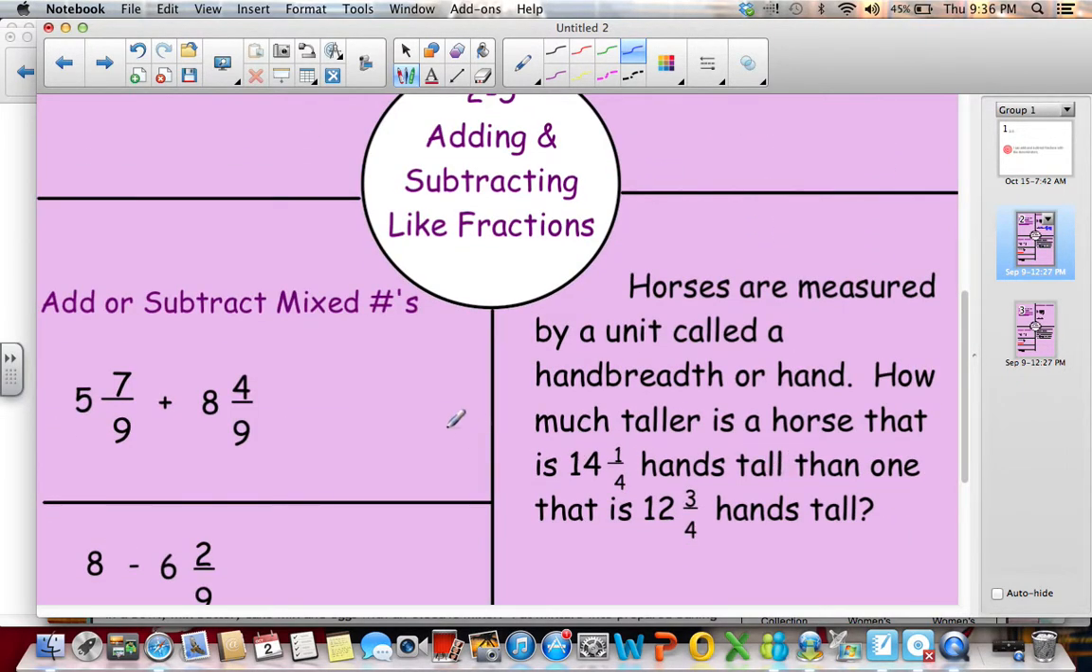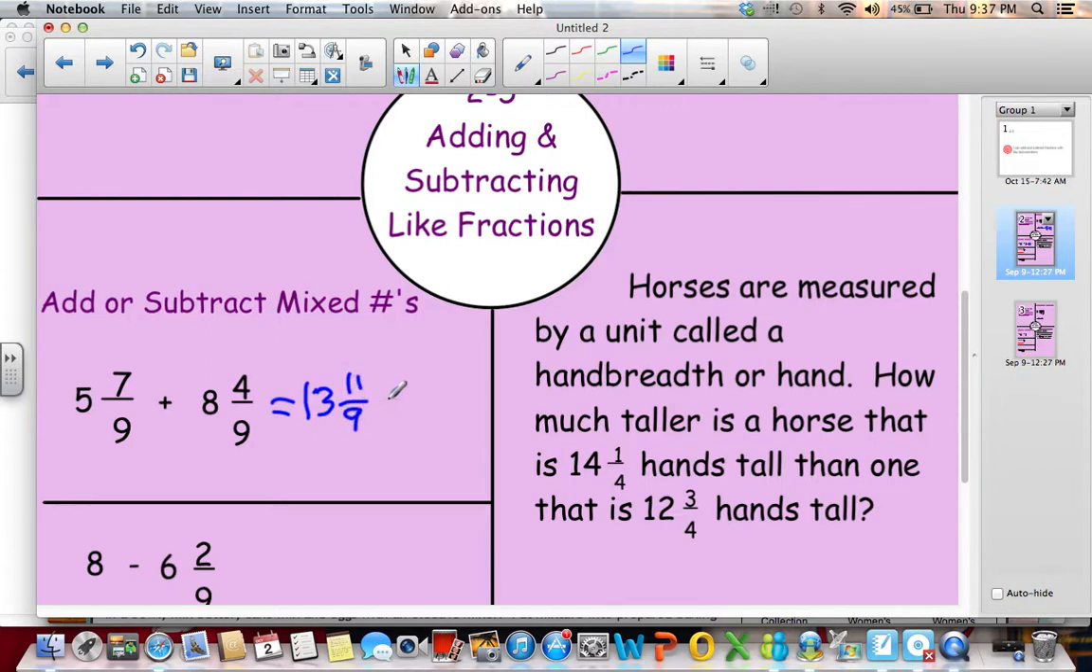Okay, so how do we add or subtract mixed numbers? Well, the same way. So we add our whole numbers first. So 5 plus 8 is 13. And then 7 plus 4 is 11. So we have 13 and 11/9. But mixed numbers can never have an improper fraction as the fraction. So you have a whole number and it needs to be a proper fraction, not improper.